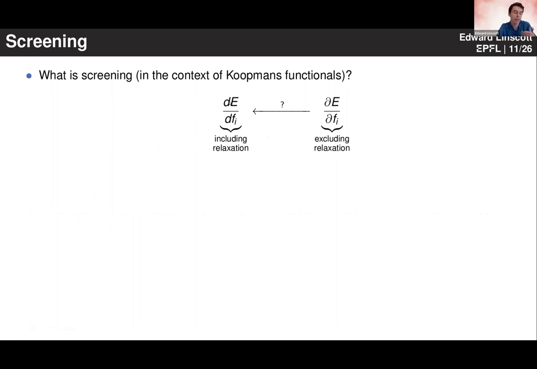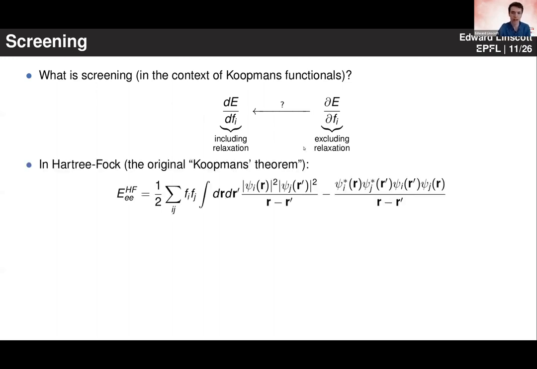So more generally, when we write these functionals down, we want to think about our total energy and how that changes as I change the occupancy of a given orbital. Now, this sort of derivative is quite hard to evaluate if I want to include the effects of orbital relaxation, so as to allow the orbital shape to change as I change the occupancy. It's much easier to think about these sorts of derivatives whereby I freeze the orbitals in my system and I just change the occupancies. So for example, you see this in Hartree-Fock.